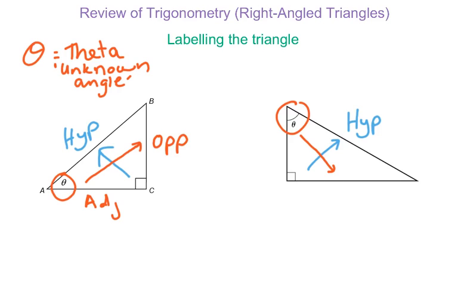So looking at our second triangle, because theta has changed positions, that means we change the naming of our sides. So that's why you need to be very mindful of where your opposite and your adjacent side will be in order to label our triangles.